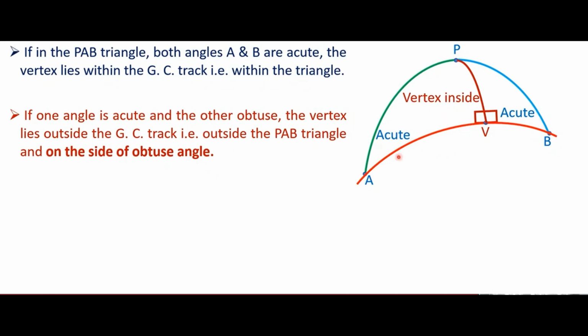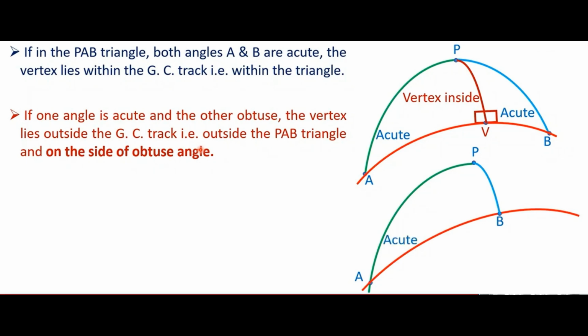Then the vertex shall lie outside the track, and it shall lie on the side of the obtuse angle. Let's look at this through a diagram. Here is the pole, here is position A, position B, their meridians joined by a great circle track. In the PAB triangle, solved for angle A and B, angle A is found to be acute, but angle B is found to be obtuse.